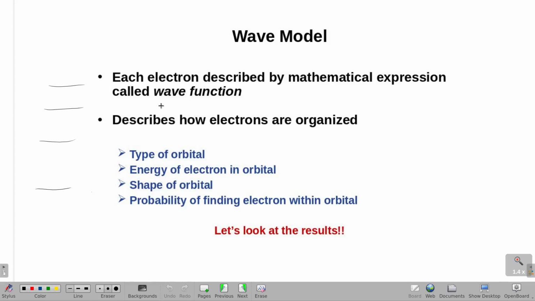So turns out there are 4 variables that affect what this looks like. 3 that affect what the orbital appears to be, and 1 that predicts how many electrons are going into it. All right, so let's look at what these 4 functions are.